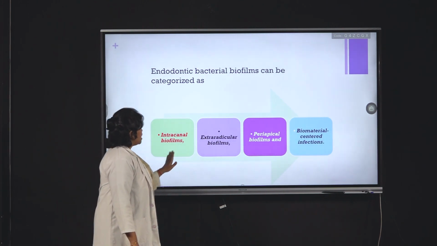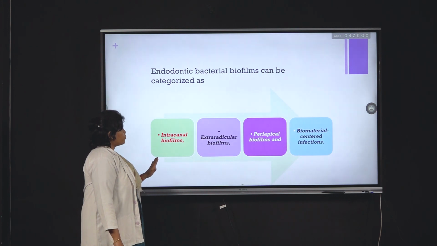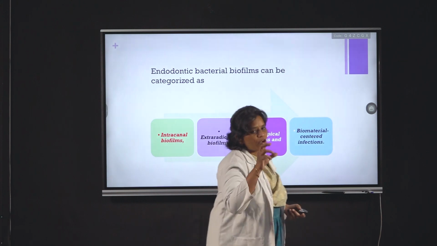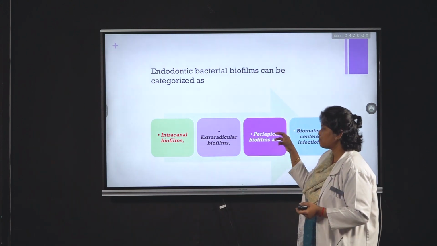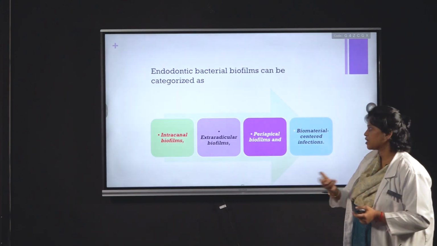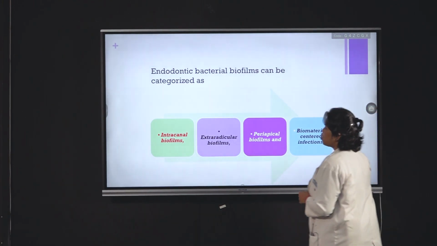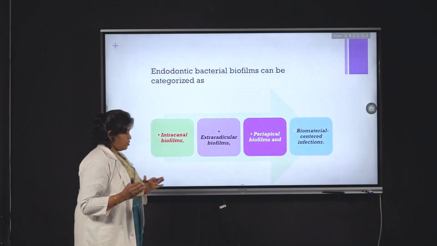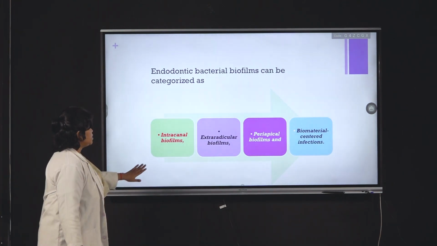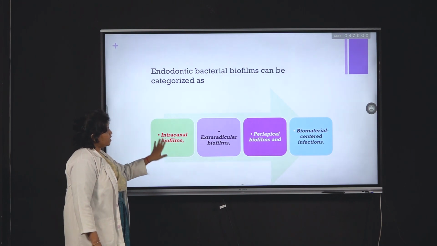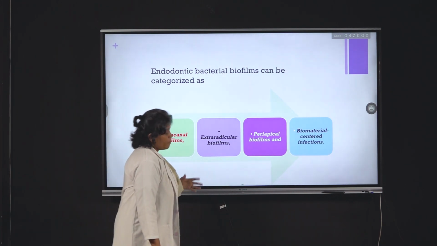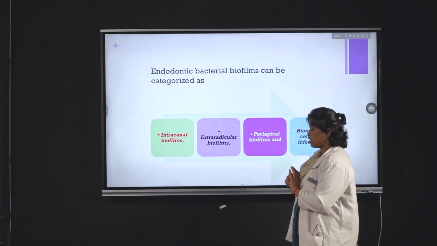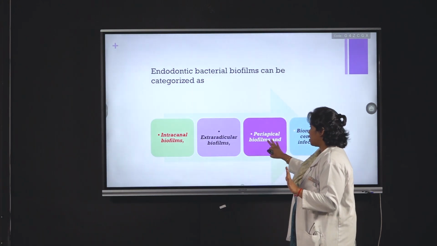Extraradicular biofilms can be because of the extension of the intracanal biofilm. That means any intracanal biofilm which exits from the apical foramina and starts forming around the root surface, or an extraradicular biofilm can also develop on its own without the intracanal biofilm. Next, periapical biofilm is where we can see the biofilm only at the apical area, not around the entire root surface. That is the periapical biofilm.